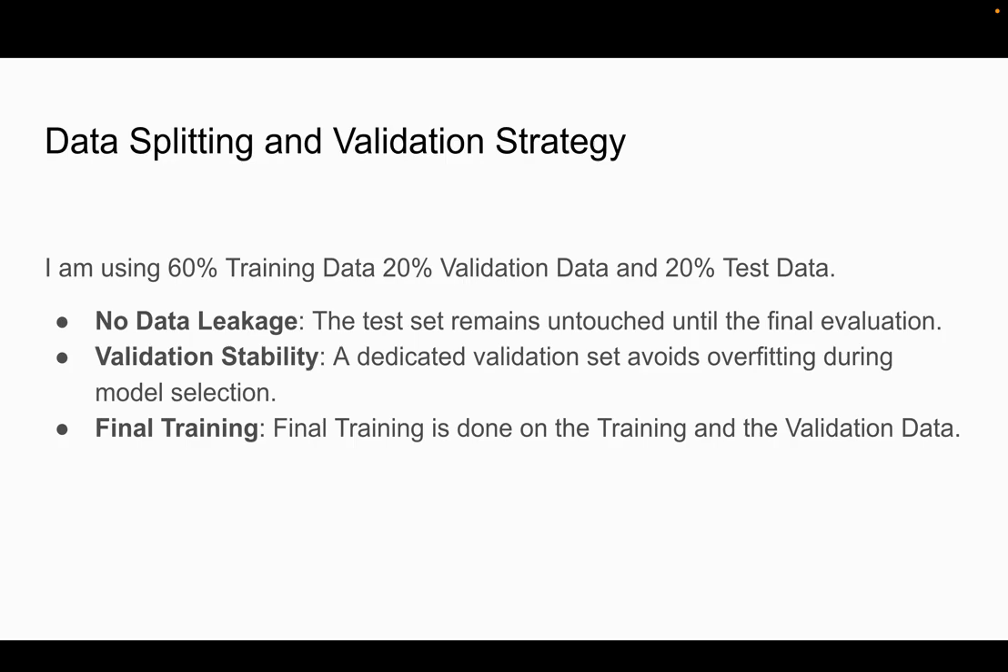Once a model has been selected based on the validation data result, I will retrain the model on the training plus validation data, and then finally I will be using the test data set to give the final output metric. So while using this, there is no data leakage because the test set remains untouched until the final evaluation. A dedicated validation set avoids overfitting during model selection, and the final training would be done on the training and the validation set. So I'm using 80% of the data for my final training as well.